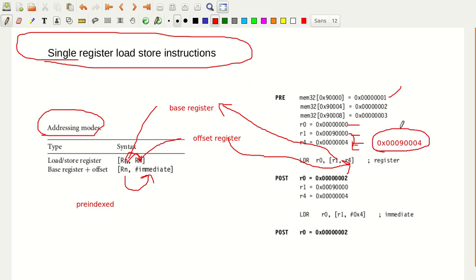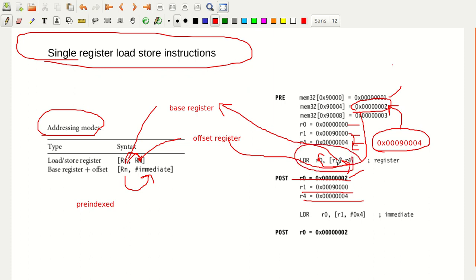From this address, what do you get here? This is the value that you get here. So this value 0x702 will be taken and copied to R0. After the execution of this instruction, R1 is this one, R4 is this one, and R0 will be containing 2 here, and that is what you have here.